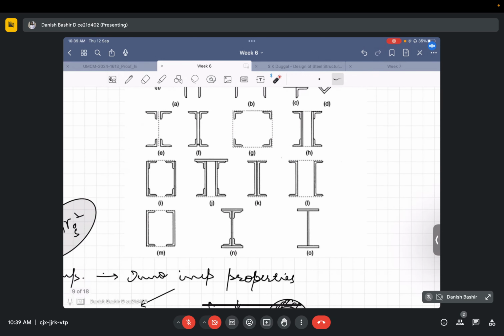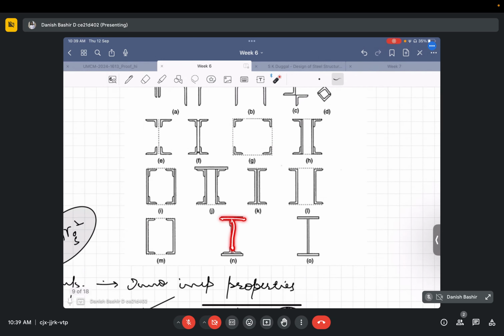We can make a plate girder like this. This is one plate, this is one plate, this is one plate, and these are angle sections. We made a whole I section using plates. These are the different types of sections that we use.